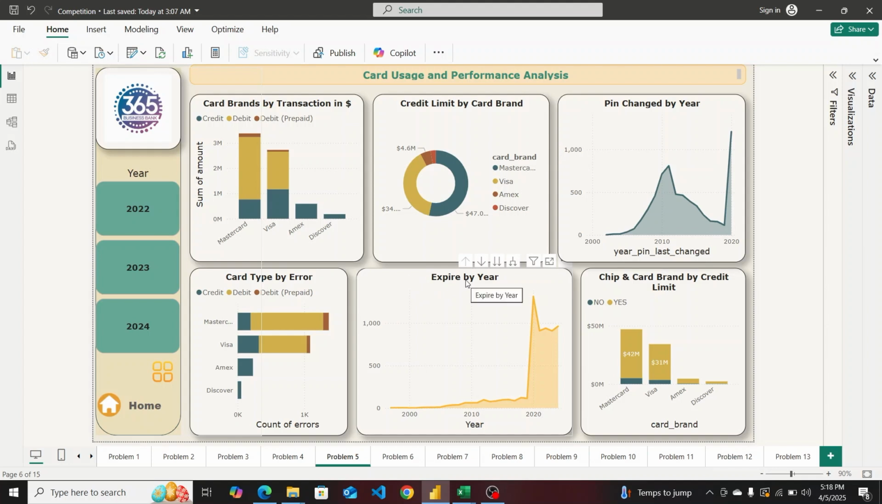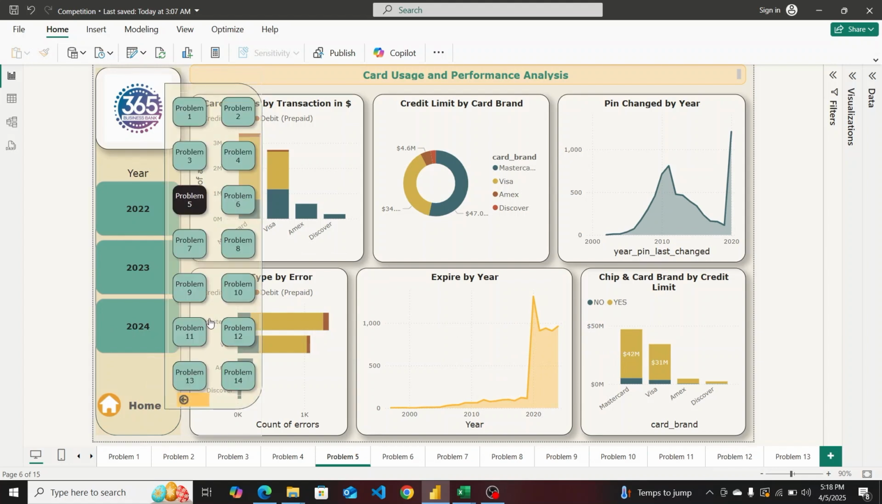Now this is the expiry by year. A large number of cards expired in 2022. And this is chip and card brand by credit limit, meaning whether the cards have a chip or not. So Mastercard has a credit limit of 42 million when it has a chip. So that's all for problem 5. Let's dive into problem 6.